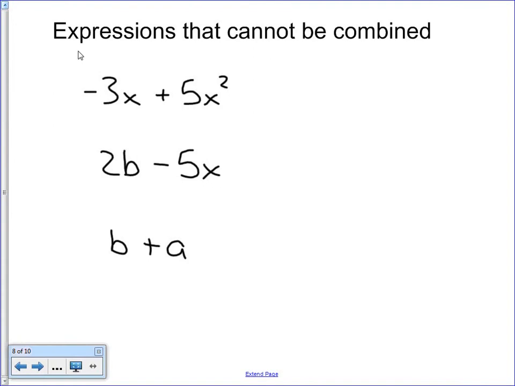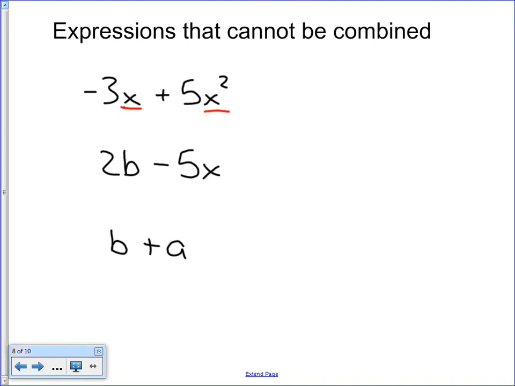So I'd like to give some non-examples, some examples that cannot be combined, while we're at it. If you notice the first expression here, and if we look at the variables, I have an x and an x squared. Before, we talked about ones that were just x and x, or a and a. They can be b and b, or y and y. They have to be exactly the same.